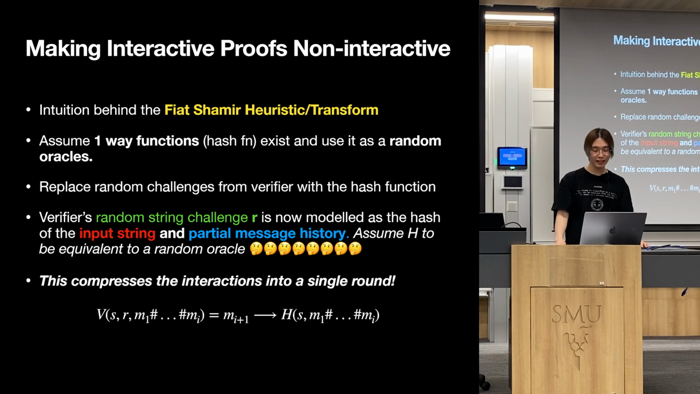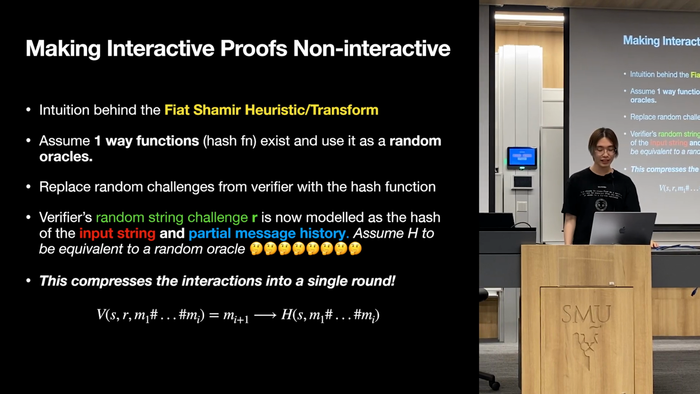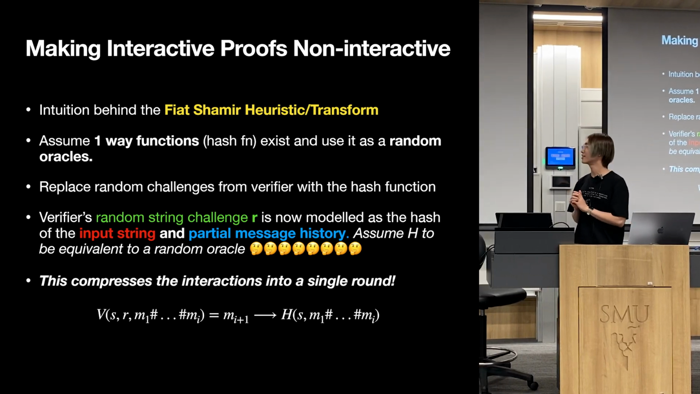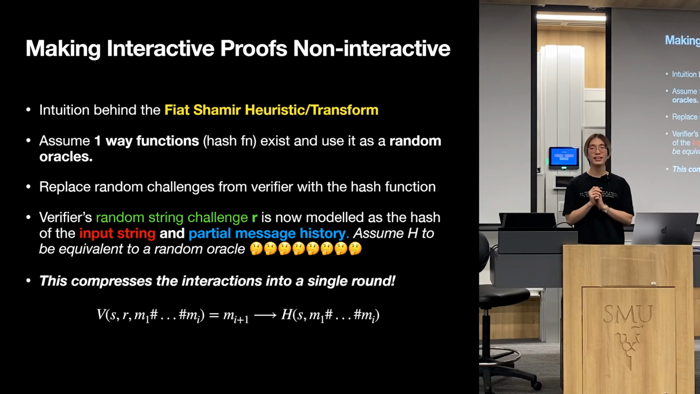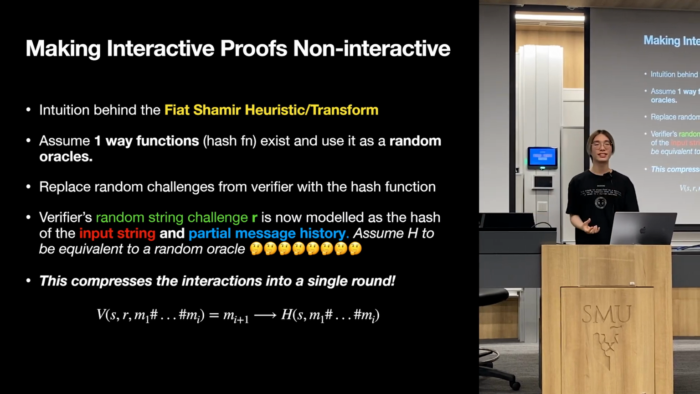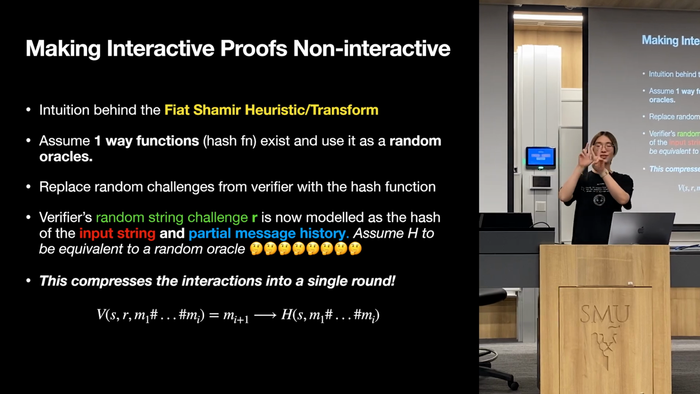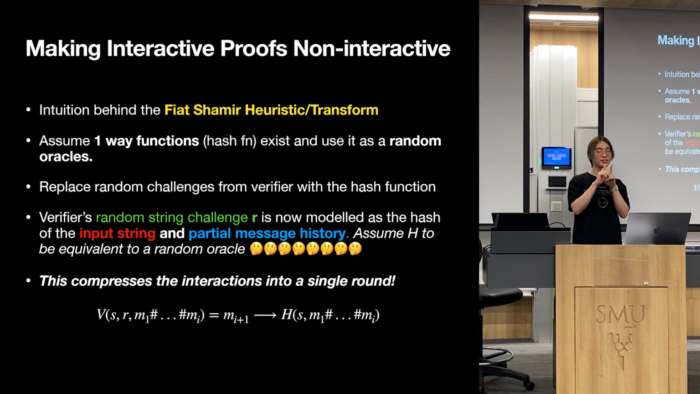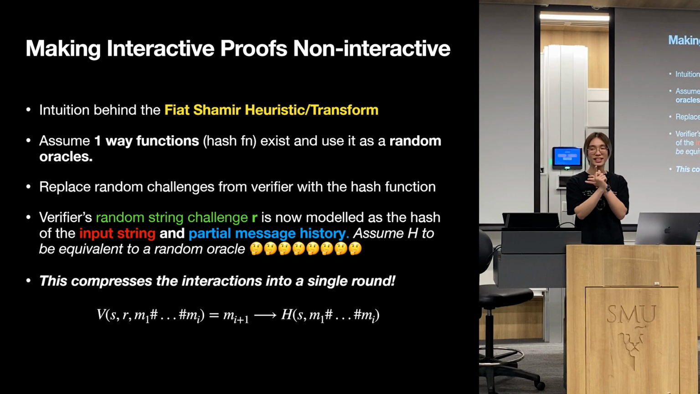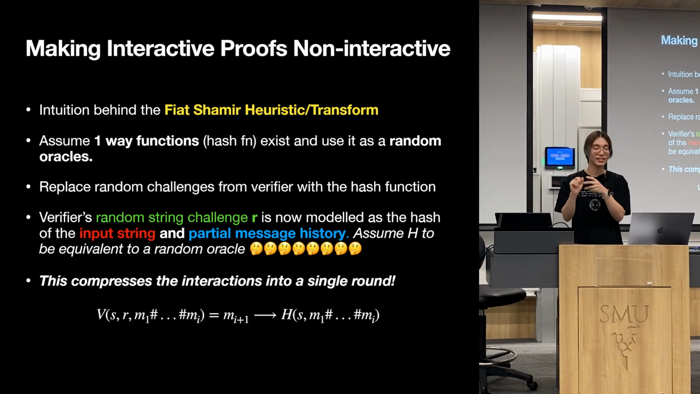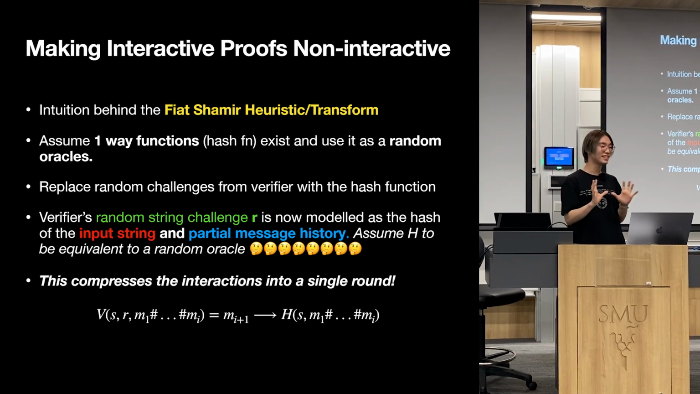And so Adi Shamir and I think Amos Fiat came up with this heuristic. And so the idea on how you make this interactive system non-interactive is that you have 2 assumptions. You have to assume that a random oracle function exists, and you have one-way functions. So in practice, this is actually not true.